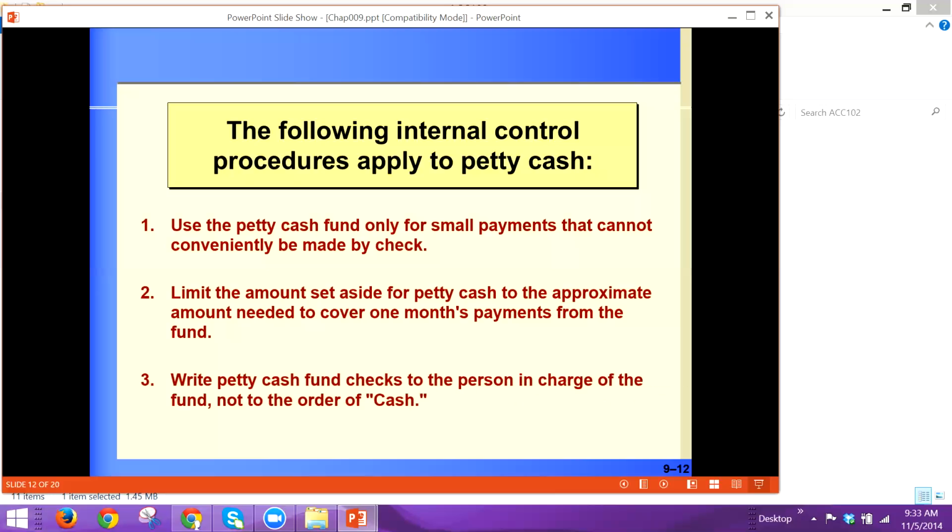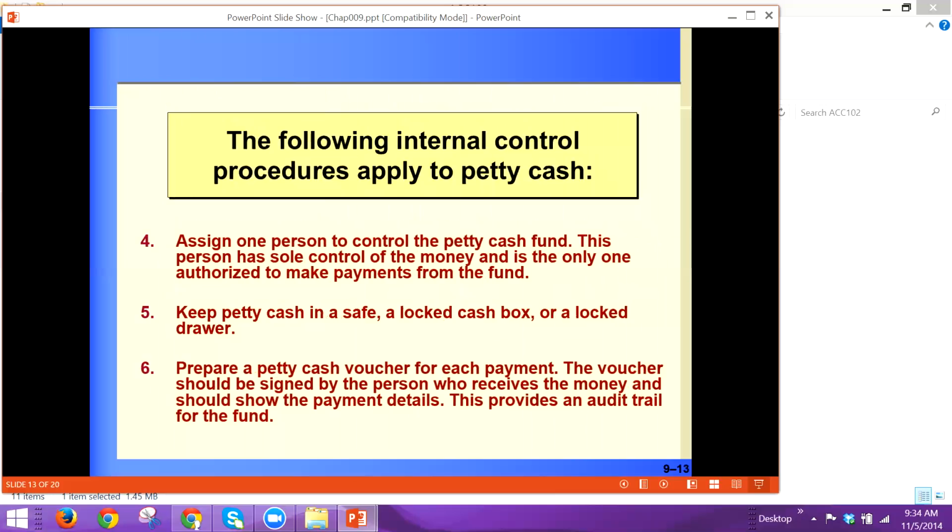You write a petty cash fund check to the person in charge of the fund, not to the order of cash. Well, I've seen it happen before and I've done it. I've written a check to petty cash. And then that check I take to the bank, and I take the cash that the bank gives me, and that goes into my petty cash box. Here it's saying that I shouldn't write to cash, but I should have written a check made payable to me. It's either to me or to the petty cash itself. And then that establishes the amount in the petty cash box.